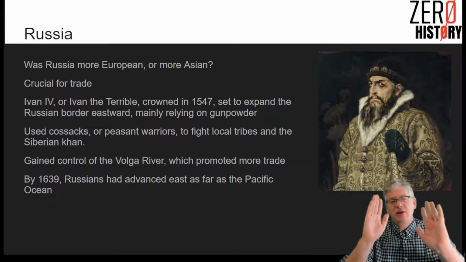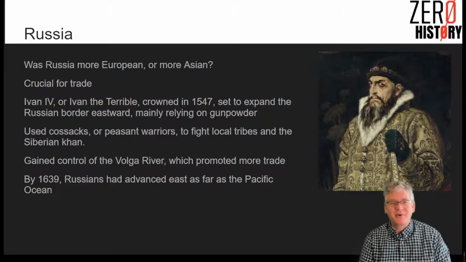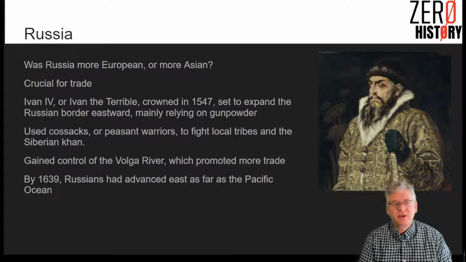Now, as you may know, Ivan the Terrible has a well-deserved reputation for being a pretty horrible person, but he also is a very, very strong figure. Unfortunately, when he dies, he does not really have a good successor, and so the whole thing will fall apart again for a while until we have the Romanov kings come in instead.